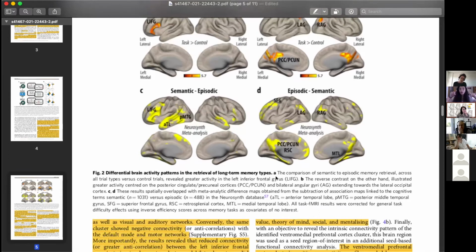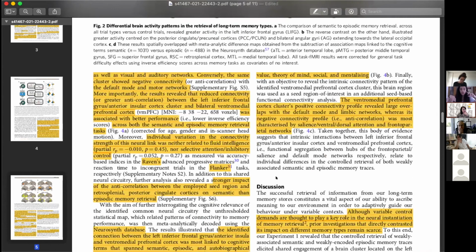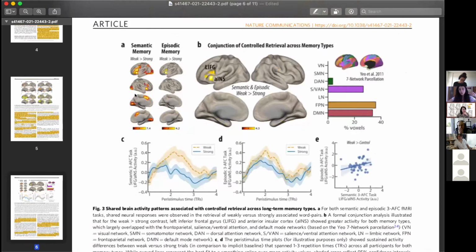Then the comparison of the weak association and the strong association was made for the two types of memory independently, and then a conjunction analysis was performed. In particular, the conjunction analysis results are more interesting for the purpose of the study. They saw that there is a common pattern of structures engaged during weak association trials, so when the task is harder, and the cortical activation pinpoints to the left inferior frontal gyrus and the anterior insular cortex.